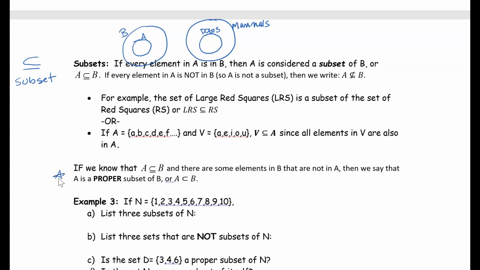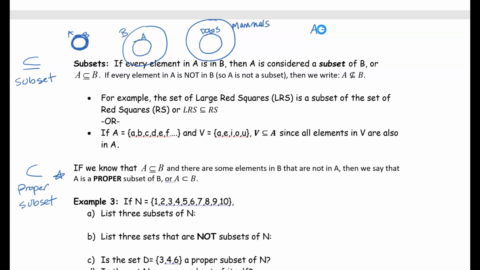Now, down here, we're going to talk about what a proper subset is. So this symbol is called a proper subset. It is possible for a subset A to actually be the same size as set B. So it is possible to have a picture where here's A and then B is also on top of it. They're basically the same set.